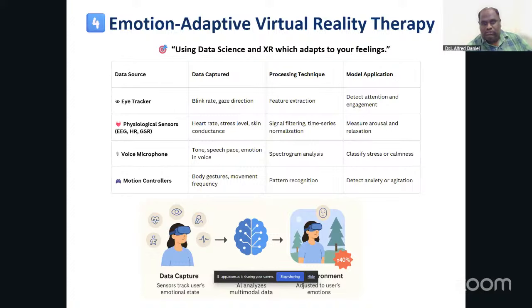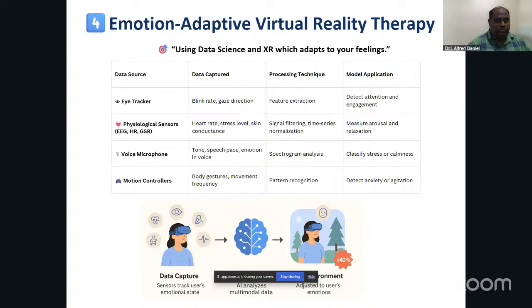This is the project which we are working on in our center, where we are at 60% of the progress as of now. I just want to emphasize the role of data science through XR, which adapts to individual feelings and adjusts users' emotions.